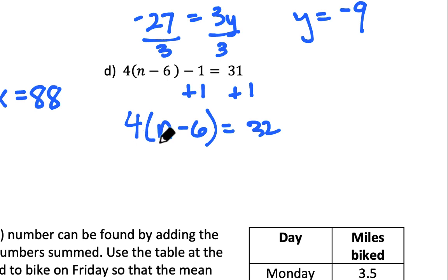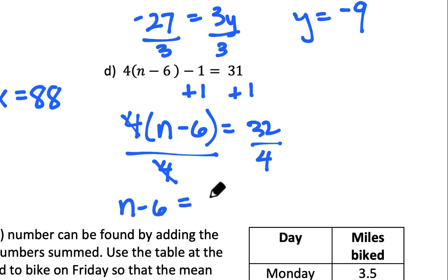Now I'm simply going to undo the multiplication, which is the 4 times this quantity. Instead of multiplying the 4 into the parentheses, I'm going to get rid of it over to the other side by the inverse operation of multiplication, which is division. All right, now I'm left with the quantity n minus 6 is equal to 32 over 4, which simplifies to 8, and now I can add 6 to both sides, and my value for n is 14.